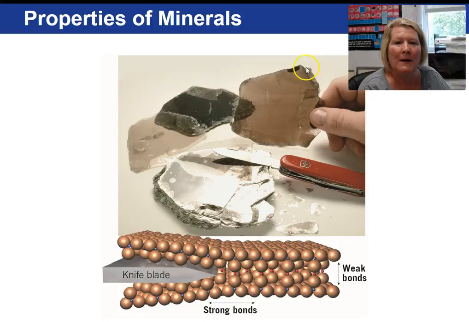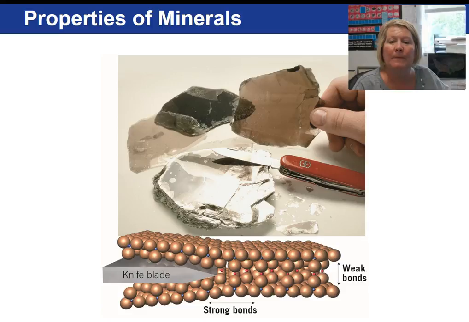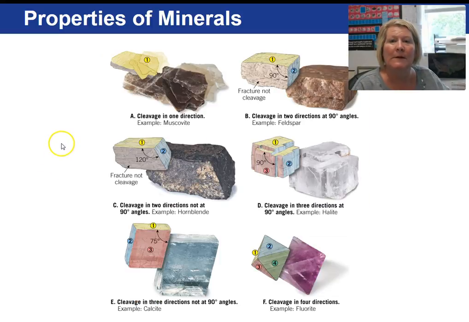Here is the mineral mica, and it has one perfect direction of cleavage. Additional examples of cleavage: feldspars have two directions of cleavage at 90 degrees. Here's one surface. Notice the smoothness here. Here's another surface. The angle is 90 degrees. And this is not a cleavage surface, but a fracture surface.